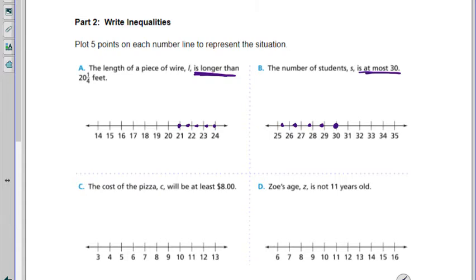Got to read that carefully. In this one, C, we have the cost of the pizza is at least $8. Now, it could be $8 or more, right? If it's at least that, it's got to be that or more. And Zoe's age is not 11. So I can't put a dot on 11, but I can pretty much put a dot wherever else I want. It's just not 11.